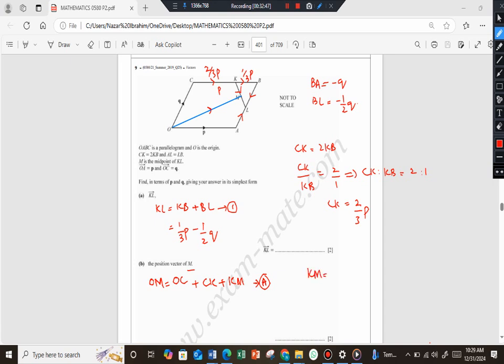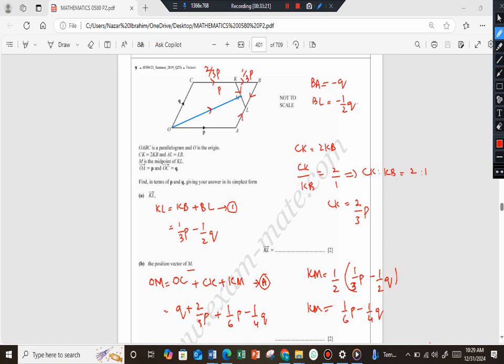What is KL? 1 upon 3P minus 1 upon 2Q. So half of this whole thing, 1 upon 3P minus 1 upon 2Q, will be 1 upon 6P minus 1 upon 4Q, which is KM. Now adding all this up, putting in the values: OC is equal to Q, CK is equal to 2 upon 3P, and KM is equal to 1 upon 6P minus 1 upon 4Q.